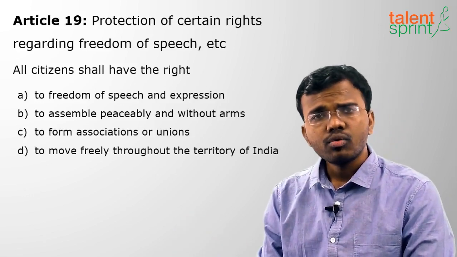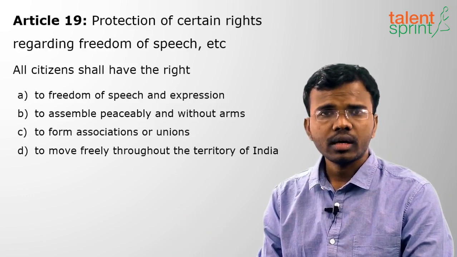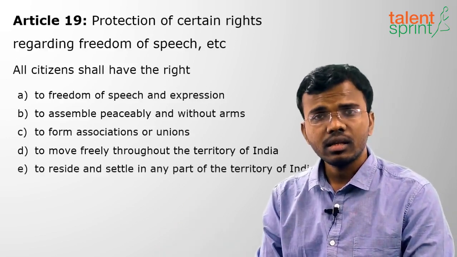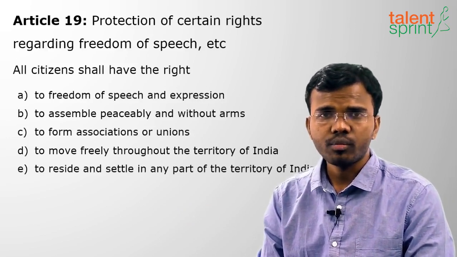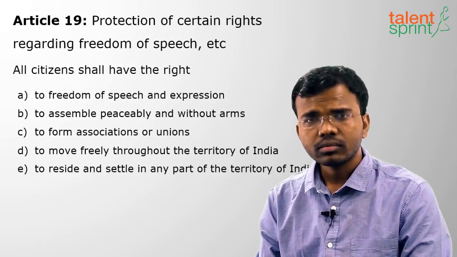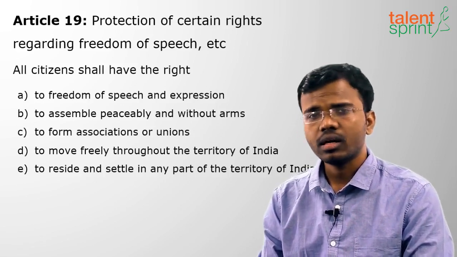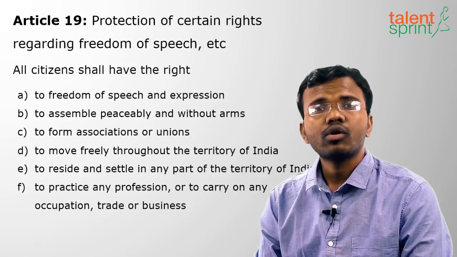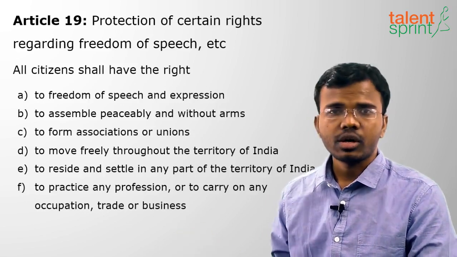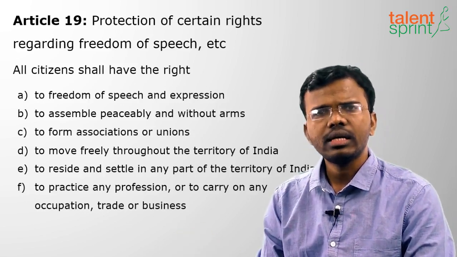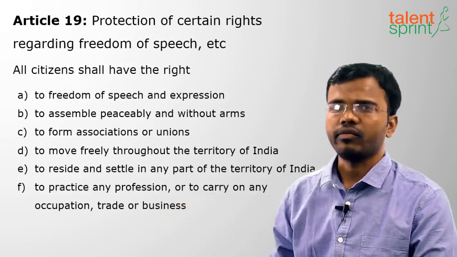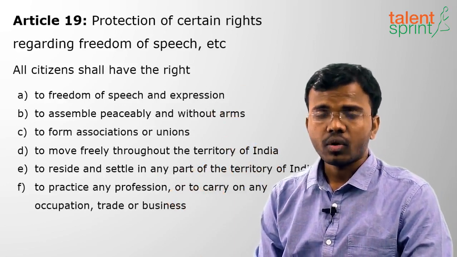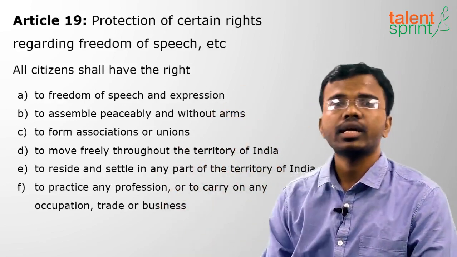Next, I can move freely throughout the country. No one can object to me saying I am from that state or this state. And next, I can reside anywhere in the country. I can freely establish a home or take one on rent anywhere in the country. And the last right under Article 19 is to practice any trade or profession. That means I can keep a chai shop, I can keep a jewelry shop, I can do any legal trade under Article 19(1)(g). So these are the 6 rights guaranteed under Article 19. Freedom of press comes under freedom of speech and expression.